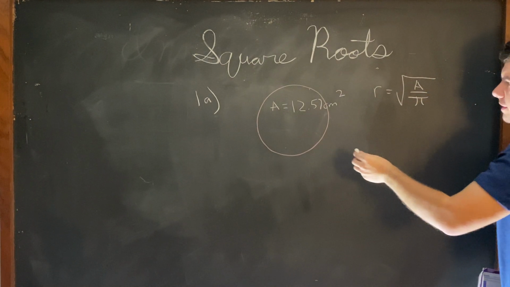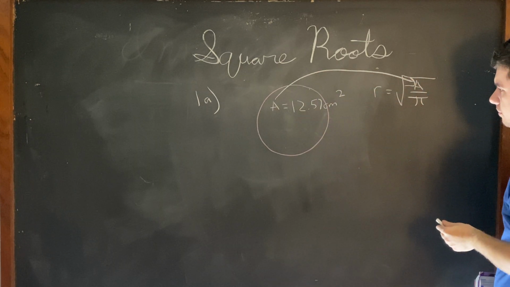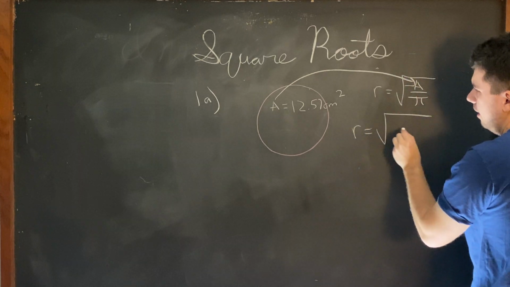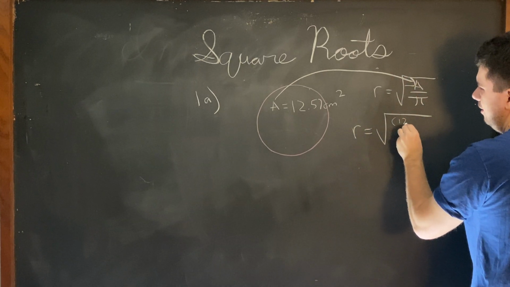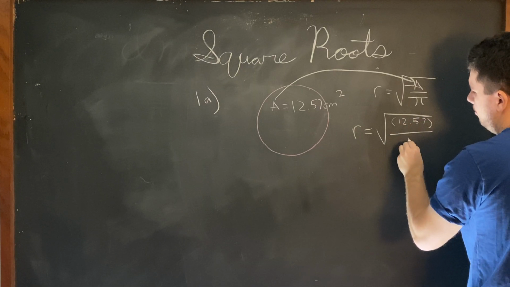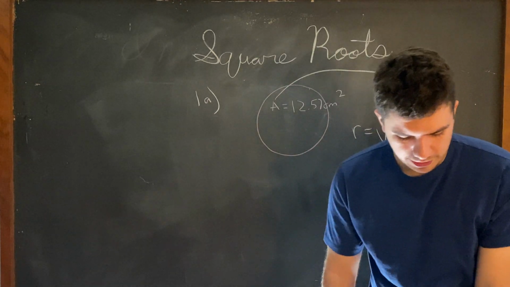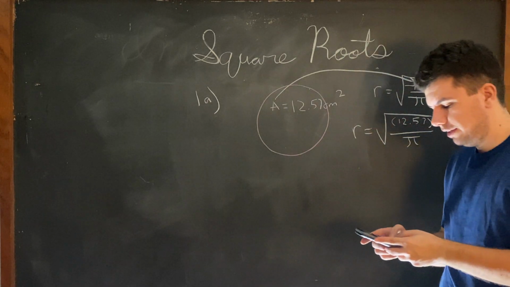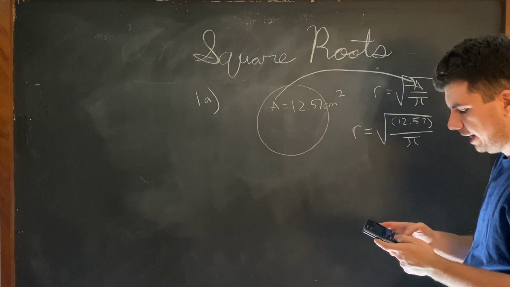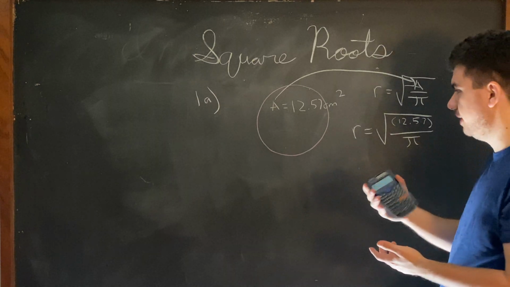They have given us the area, so we're going to input the area into the A. Now what we're going to have is r is equal to the square root of 12.57 over pi. Grade 8s, you're going to use your calculator just like we did in the first example. You're going to press the square root button, and then you should be able to input all the information underneath the square root button if you have a scientific calculator like me.